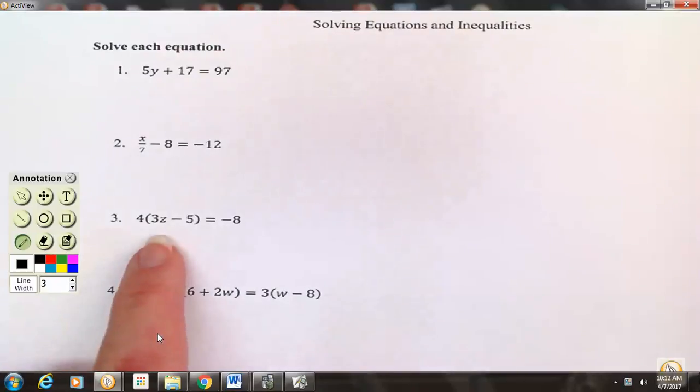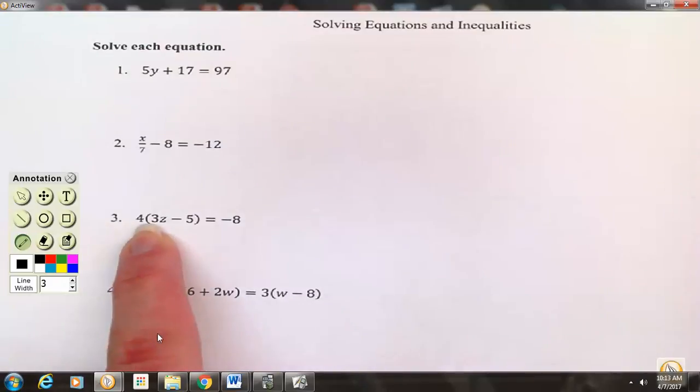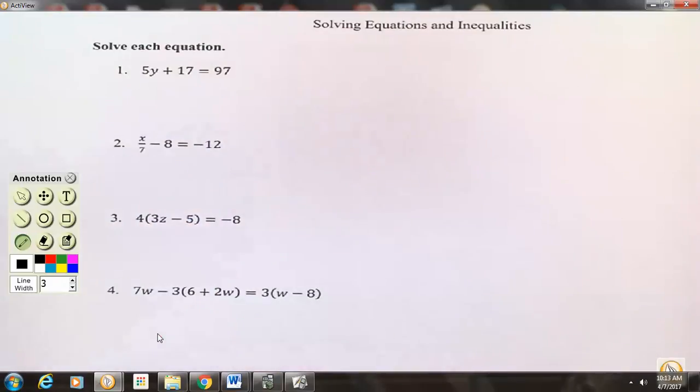Number 3, we have a number outside of parentheses. What does that tell us we should do? Distribute. So 4 times 3z is 12z, 4 times negative 5 is negative 20. We'll add or subtract, and then multiply or divide.